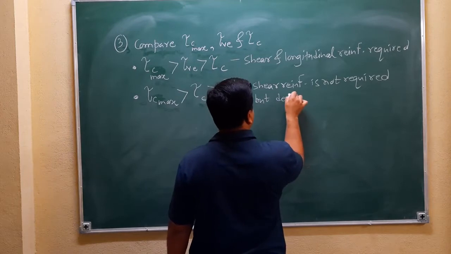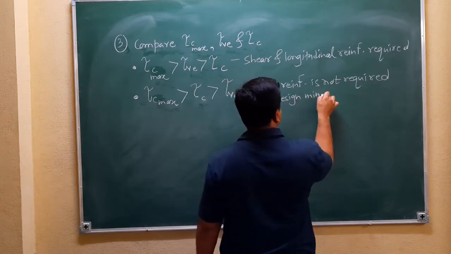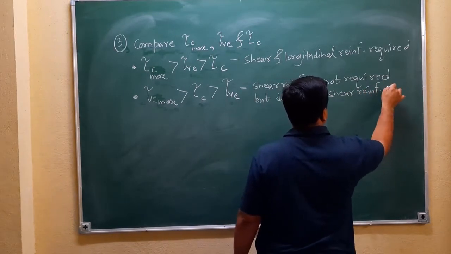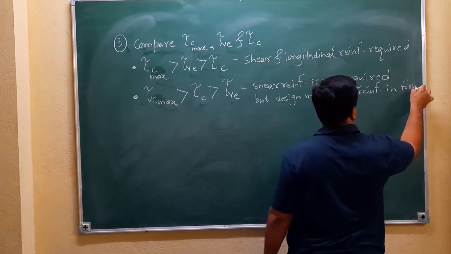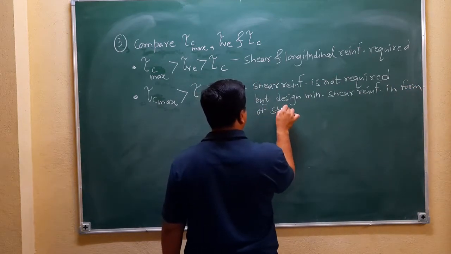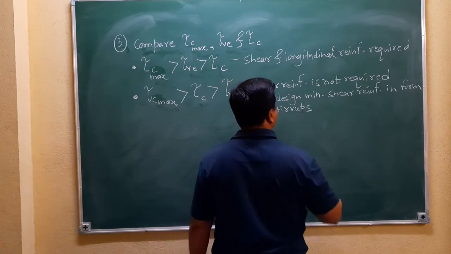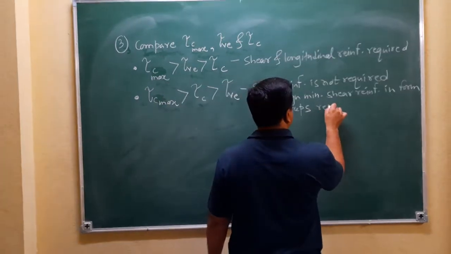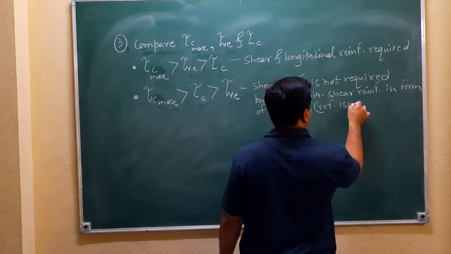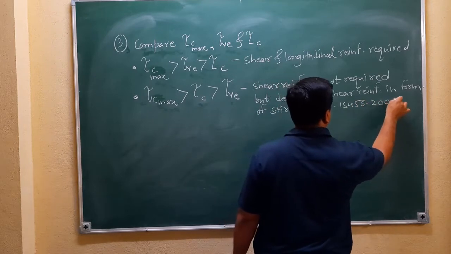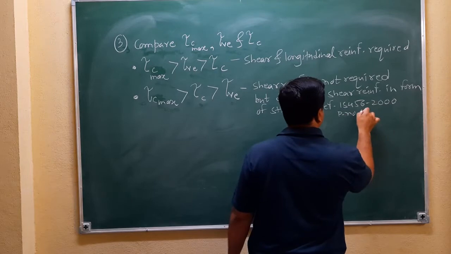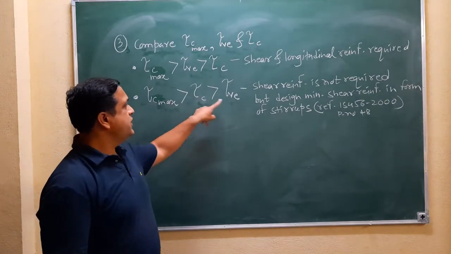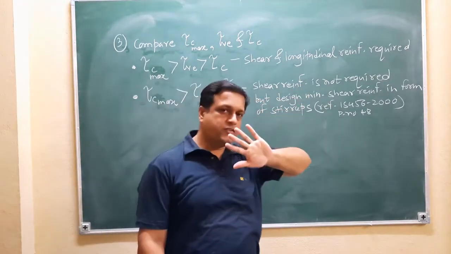But design minimum shear reinforcement in form of stirrups, with the reference of IS 456 2000 version, page number 48. That means when tau c is more than tau VE, the shear reinforcement is not required.